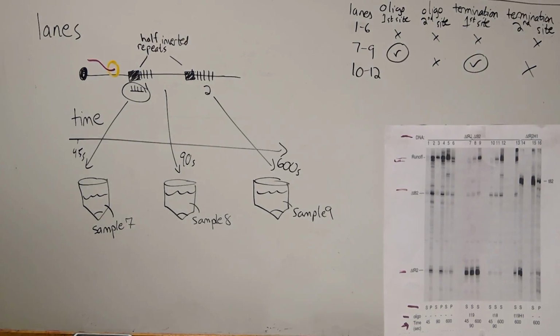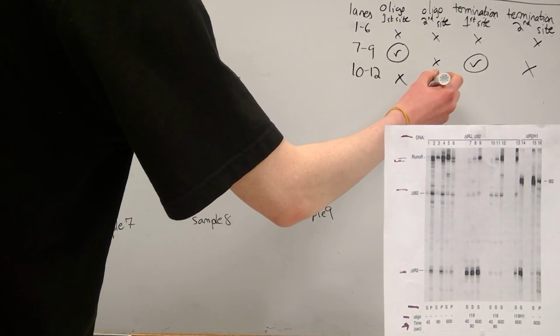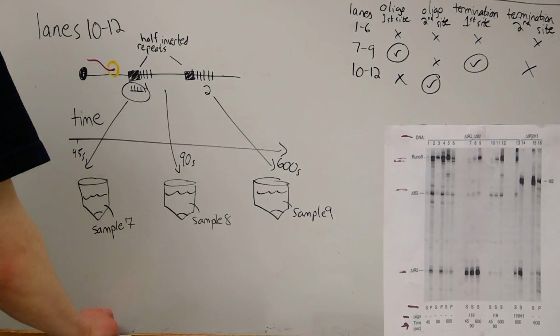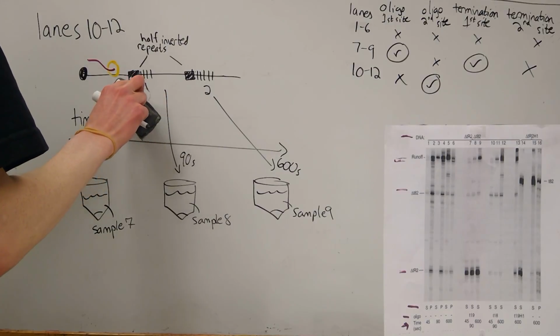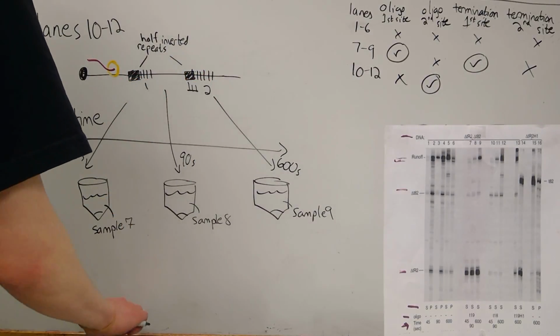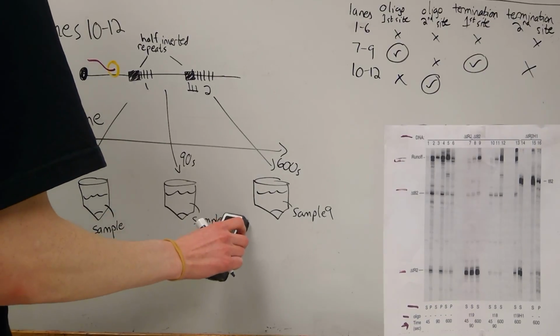Lanes 10 through 12 are virtually identical to lanes 7 through 9, except the oligomer is complementary to the half-inverted repeat of the second termination site, allowing hybridization there instead of the first termination site. As expected, we see termination at the second stop site and not the first.